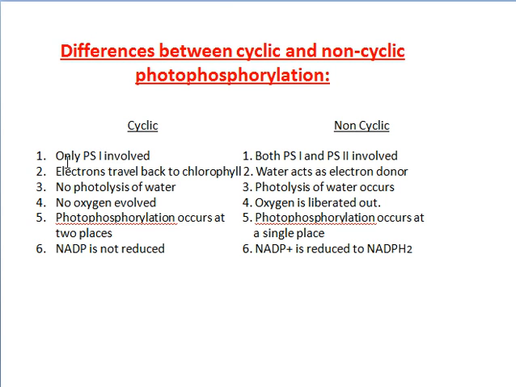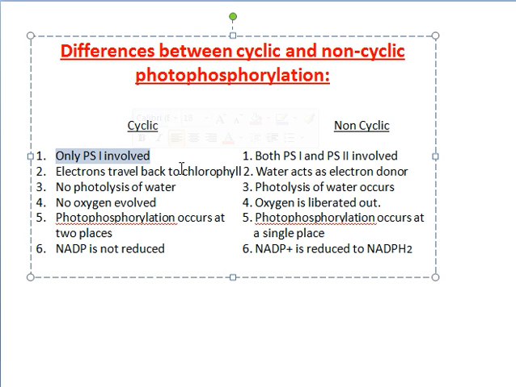As you can see, in cyclic photophosphorylation, only photosystem 1 is involved, PS1, and in non-cyclic both photosystem 1 and photosystem 2 are involved. Then electrons travel back to the chlorophyll molecule in cyclic photophosphorylation, like we've seen that the plastocyanin molecule returns the electrons back to the P700 chlorophyll. While in the non-cyclic part, water acts as the electron donor. The electrons replenished to the P680 molecule come from water. No photolysis of water takes place in cyclic photophosphorylation, whereas photolysis of water occurs during non-cyclic photophosphorylation.